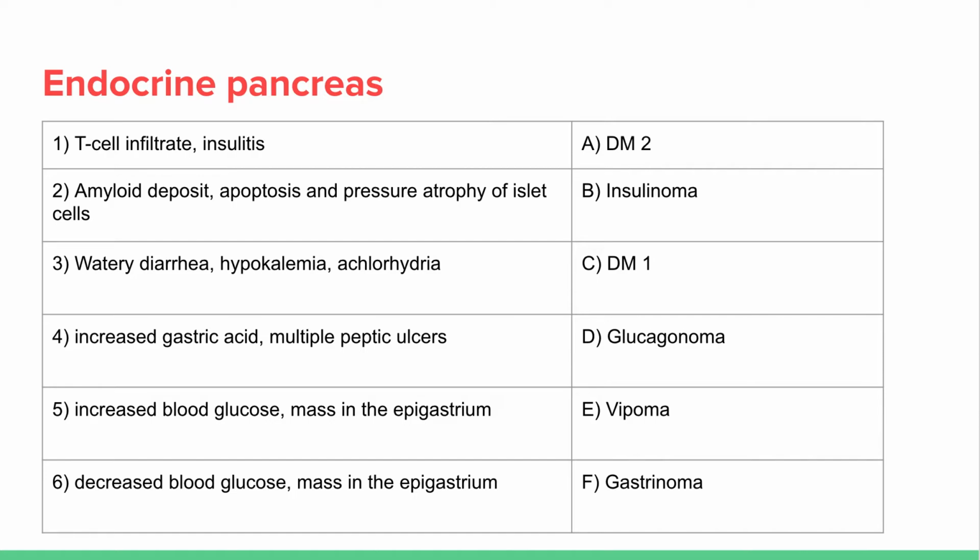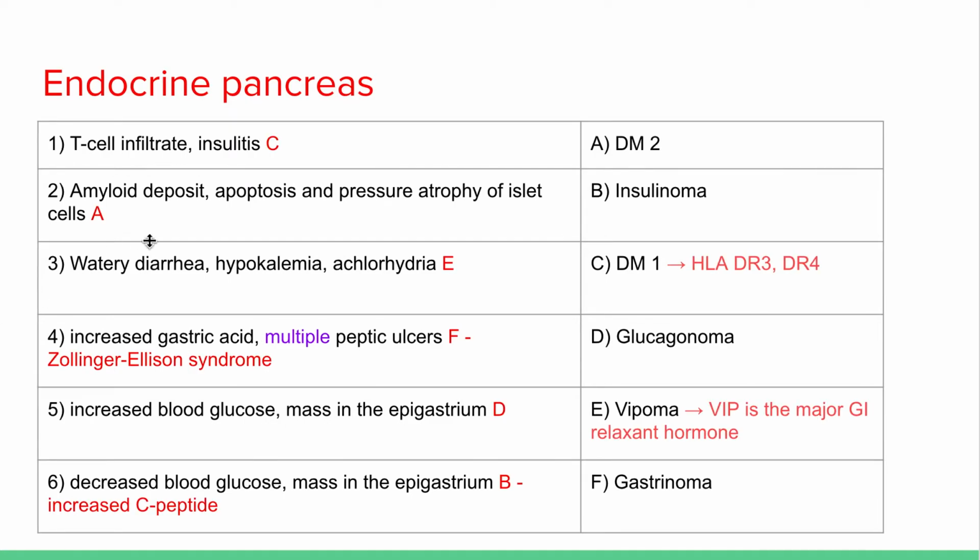And unpause when you're ready. T cell infiltrates, insulitis, it's C, diabetes type 1 associated with HLA-DR3, DR4. If you see amyloid deposits, apoptosis and pressure atrophy of the islet cells, that is your diabetes type 2. If you see watery diarrhea, hypokalemia, and achlorhydria, this is a VIPoma.